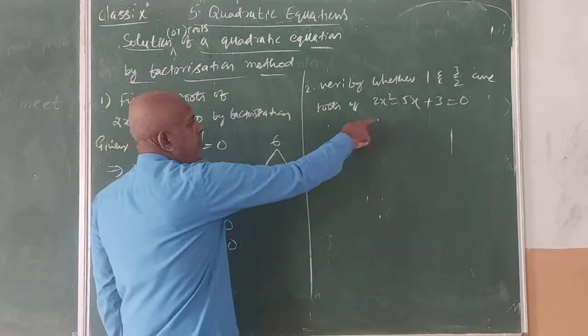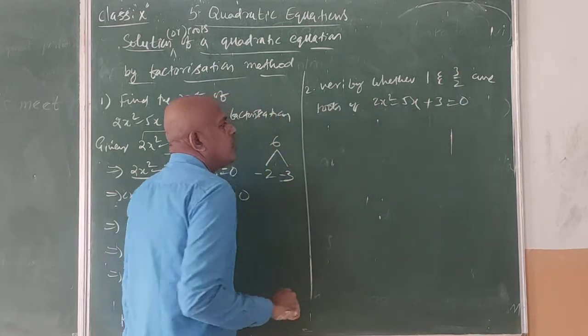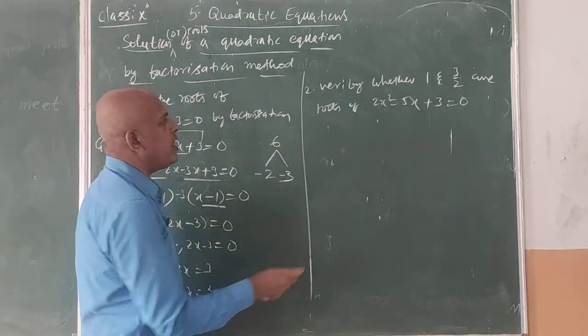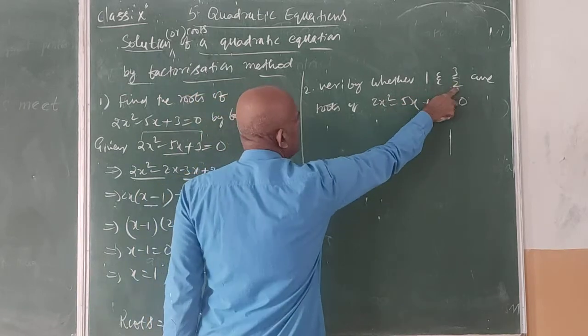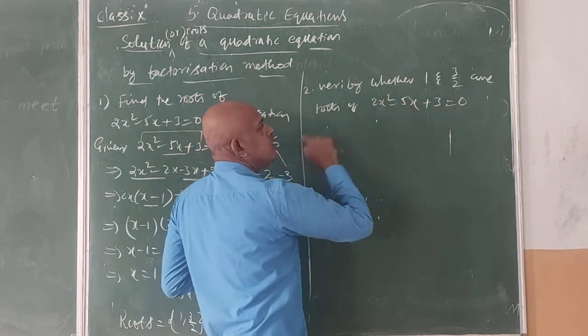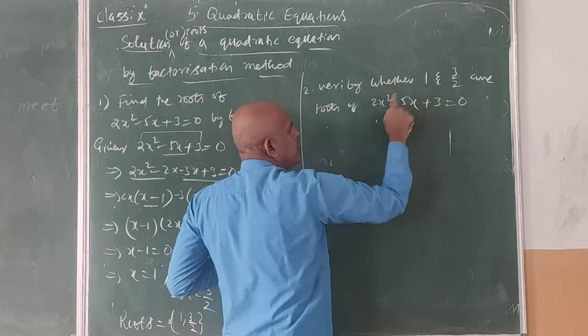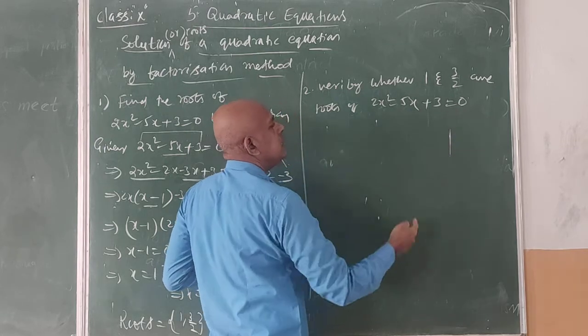For the given equation, you have to verify that 1 and 3 by 2 are the roots of the quadratic equation. To verify this, you have to substitute 1 and 3 by 2 in place of x. If we substitute 1 in place of x and get 0, then we can say that 1 is the root of the quadratic equation. Similarly, if we substitute 3 by 2 in place of x and get 0, then also we can say that it is a root.